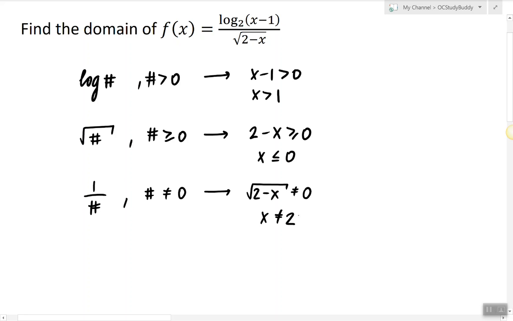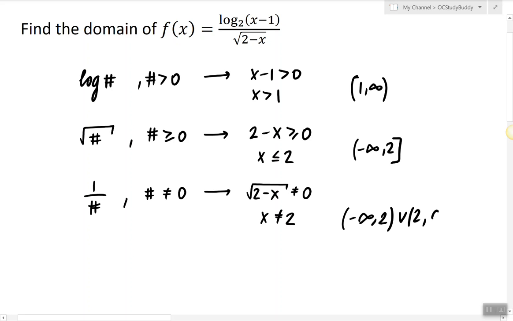So putting all this together, we have the intersection of the following sets: from 1 to infinity, from negative infinity to 2, and we exclude 2, meaning it's all the numbers except 2.